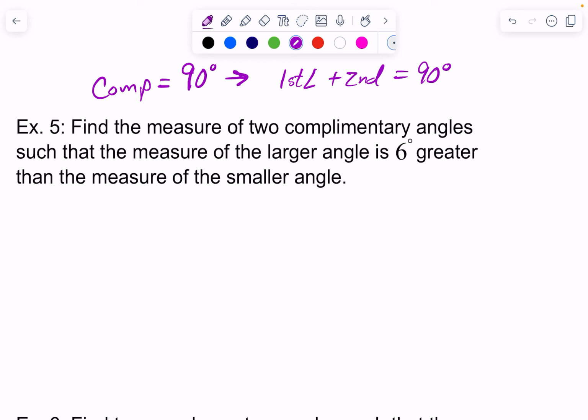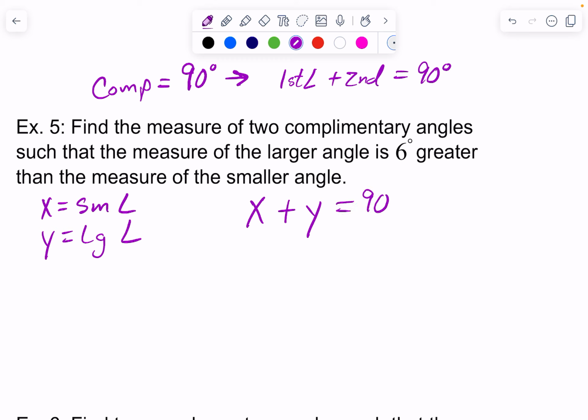Well, they give you a little clue here. They give you a smaller angle and a larger angle. So I'm going to say that X is my small angle, Y is my larger angle. And I know that these angles are complementary. That means that the smaller angle plus the larger angle must equal 90. And then it tells you that the larger angle, Y, is 6 degrees greater than the measure of the smaller angle. So it's 6 greater than X.